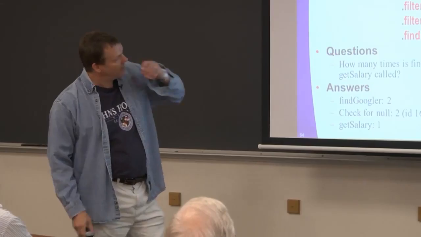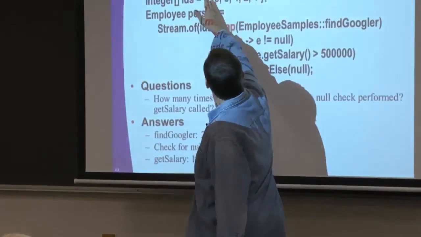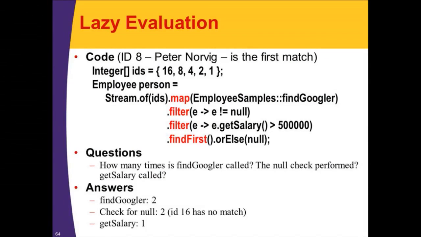OK, so don't look at this answer. And suppose that I don't have 5 IDs, I have 500 IDs. And I do this: take the IDs and turn them into employees by passing them through a function that looks them up out of an array or a hash table or something like this. Then maybe some of those are null, because maybe some of the IDs don't match anybody. So take out the null ones. And then only keep the ones whose salary is greater than 500,000. This is where everyone in the audience burst into laughter and said, that doesn't narrow it down very much. OK, fine. And then give me the first one.